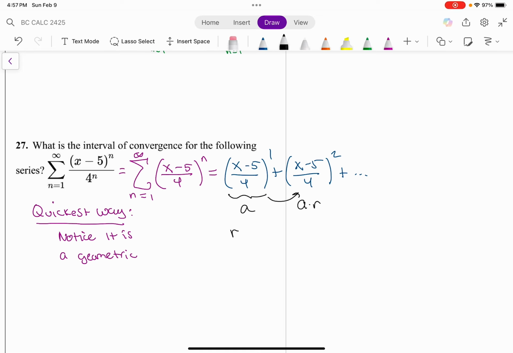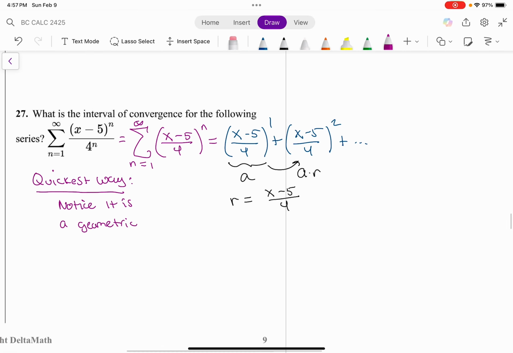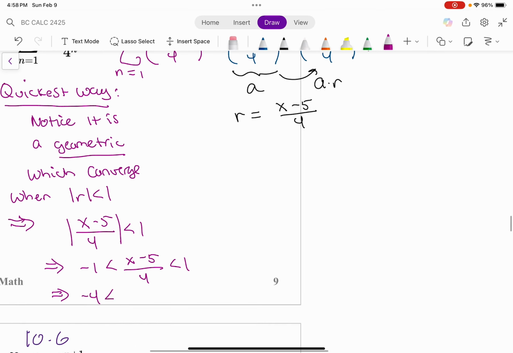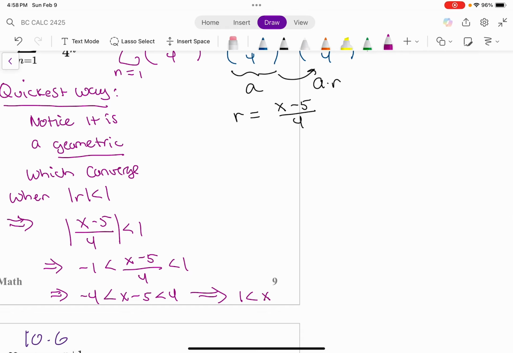So our common ratio is x minus 5 over 4. And so applying the test for a geometric series, we know that these converge when the absolute value of r is less than 1, which in our case means this, which means this, which means this. Okay, and again, adding 5 gives you that. So that is the answer.